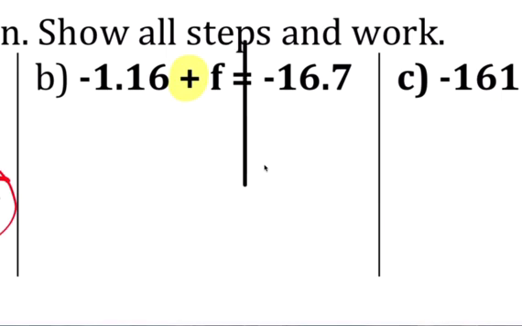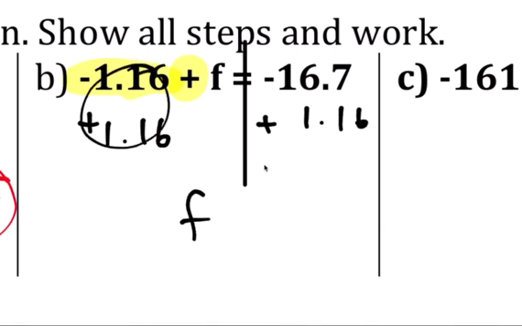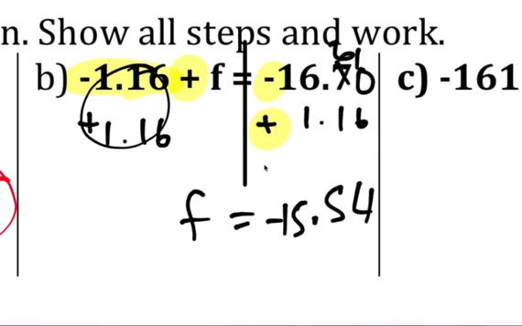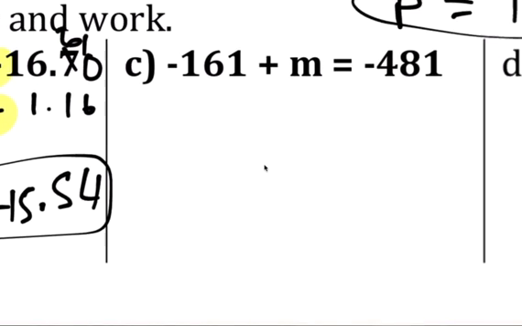Make 0 to this one by doing its opposite, plus 1.16, plus 1.16. That's 0 plus f is f. One is a negative, one is a positive. You subtract them, so you borrow from here. That's 4, 5, and -15. That's what f is.